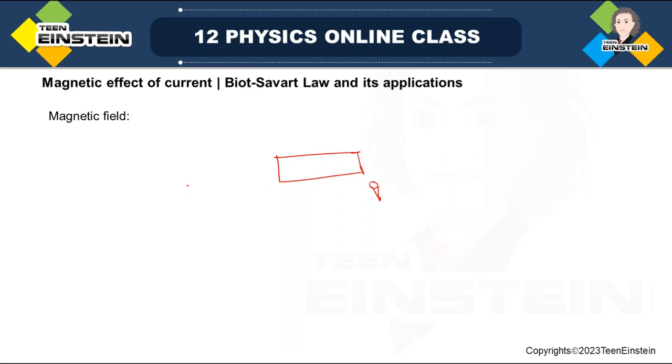if you bring some pins up, those will be attracted by this bar magnet. If you bring two bar magnets, they will attract or repel each other. So that we have seen.